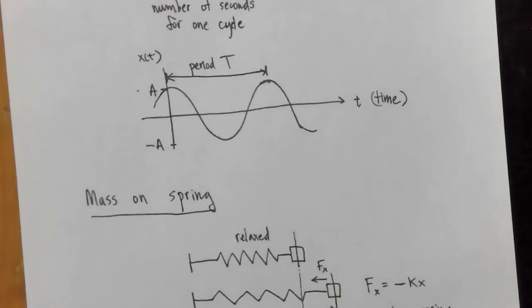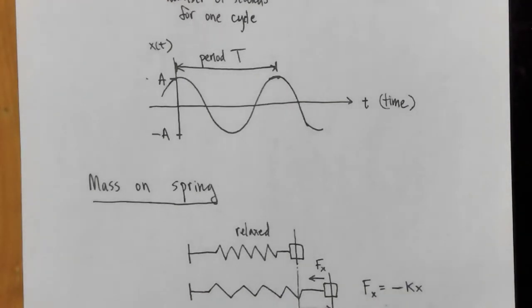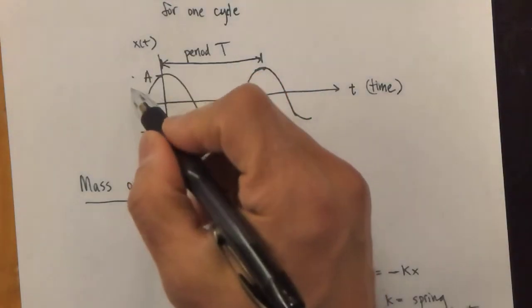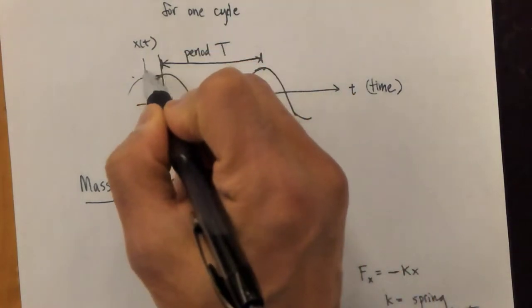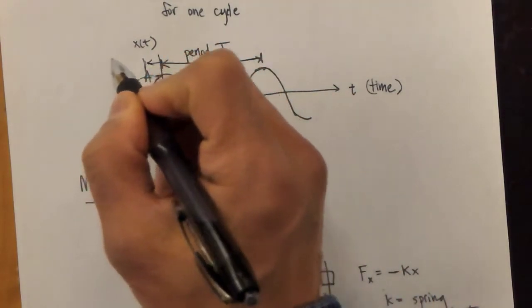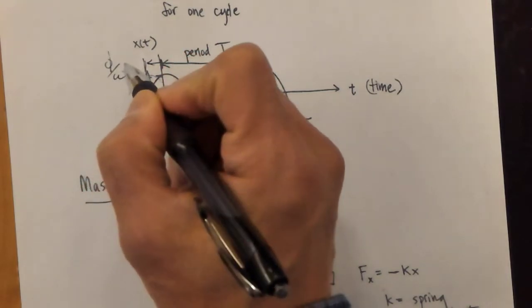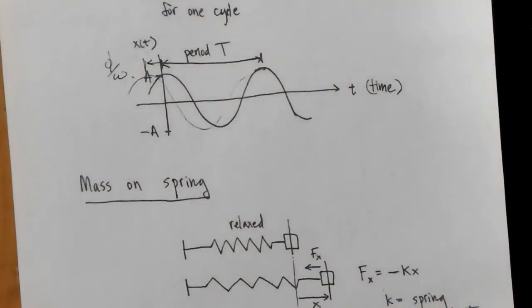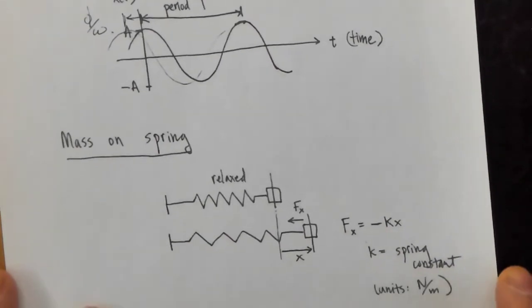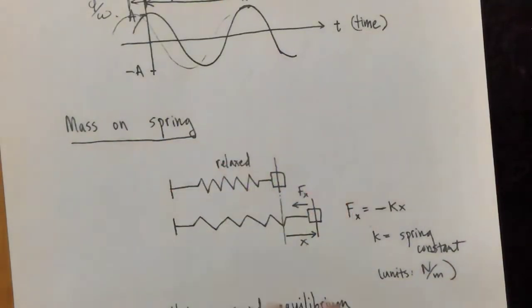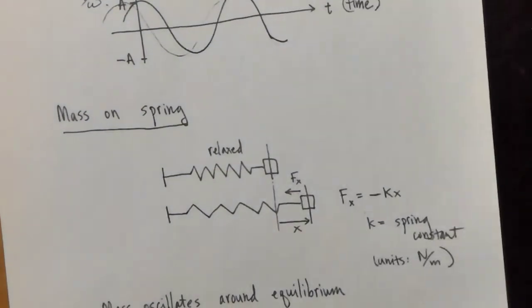Phase constant, yeah. I'm not emphasizing it that much, but if you want to know what a phase constant is, that's how much the graph is shifted backwards. Okay, so the amount it's shifted backwards will be equal to phi over omega. Anything else? Okay.